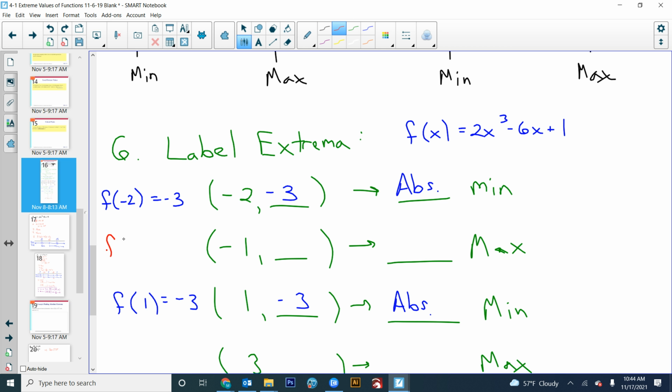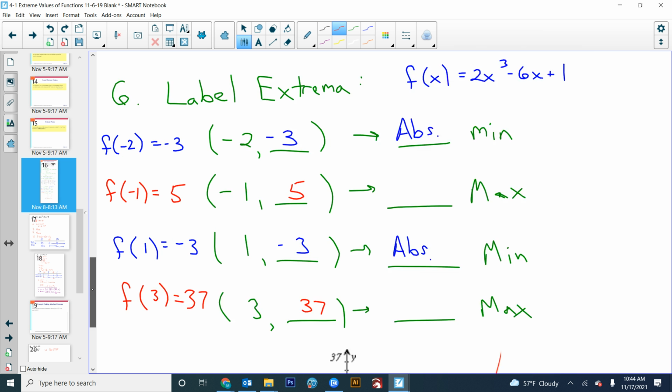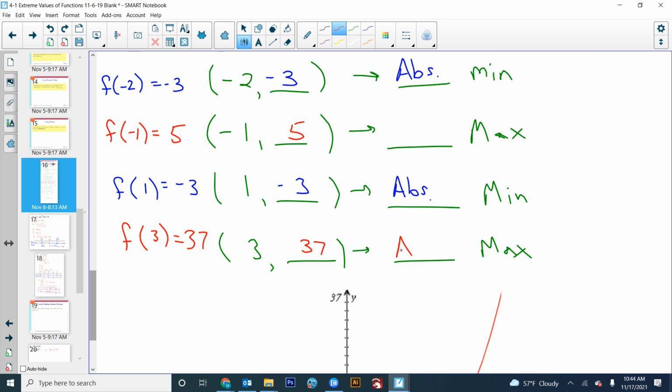All right, f of -1. -1 cubed is -1 times 2 is -2. -2 plus 6 is 4 plus 1 is 5. Did you get 5 there? Yeah. And f of 3. 3 cubed is 27 times 2 is 54. 54 minus 18 is 36 plus 1 is 37. Ooh, clear winner. Clear winner. Absolute max. You're just a local.